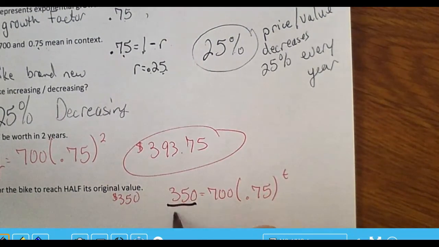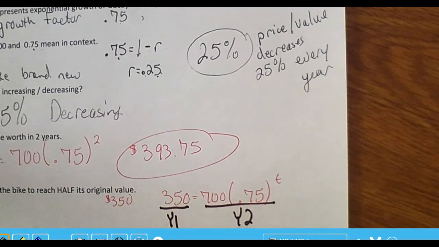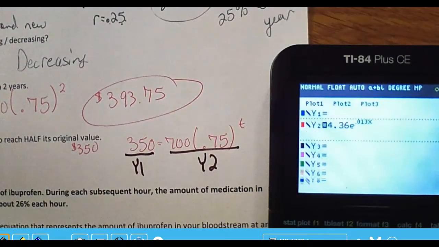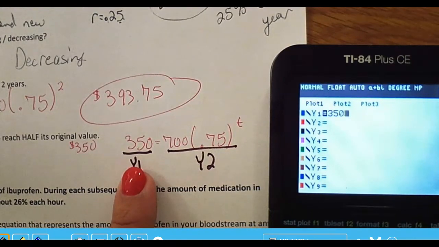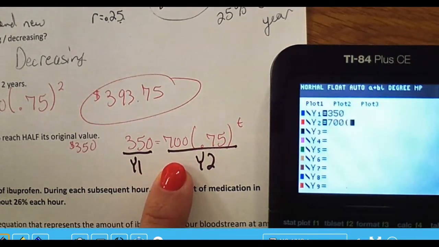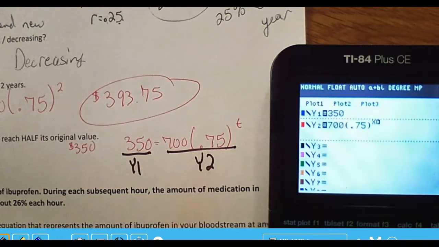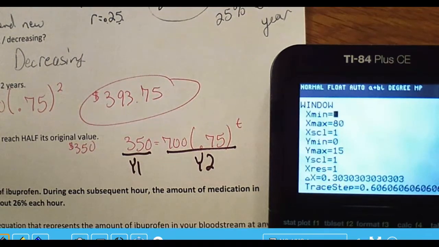So you'll want to put one of these into one y and one of these into the other y. I just do y1 and y2. And I have some old stuff in my calculator, so I'm going to clear those out. And I'm going to type in 350 into one y spot, and then the 700 with its decimal into another spot. And then I want to go to the window, and so I want to think about the window.